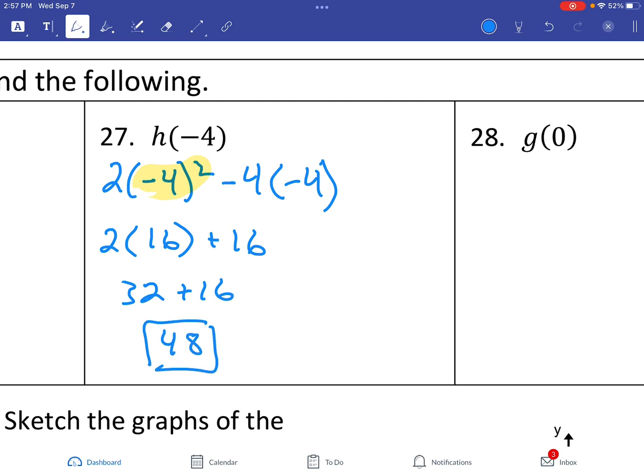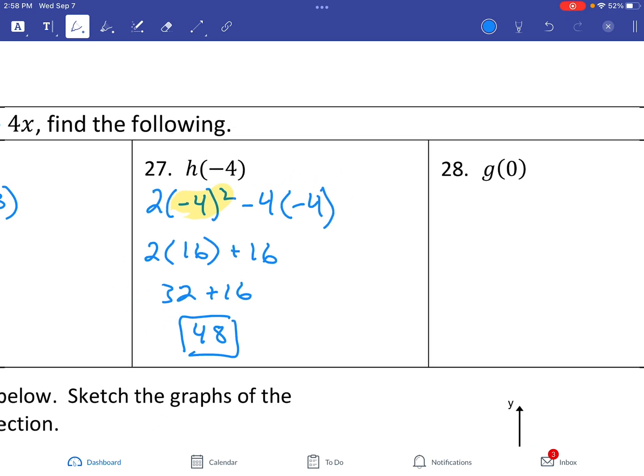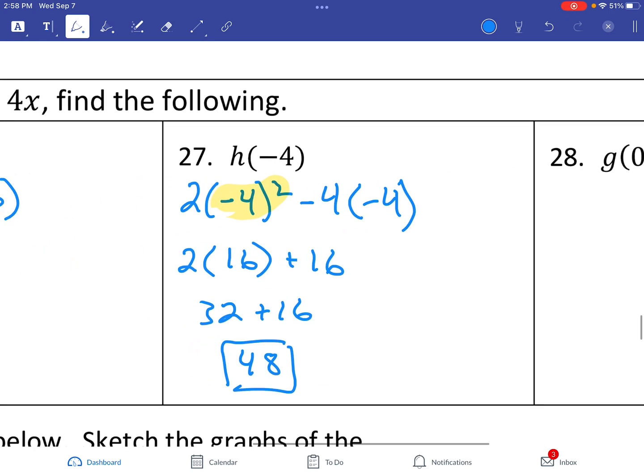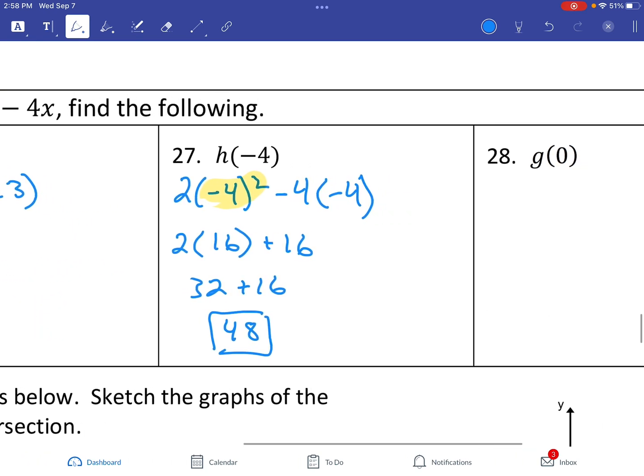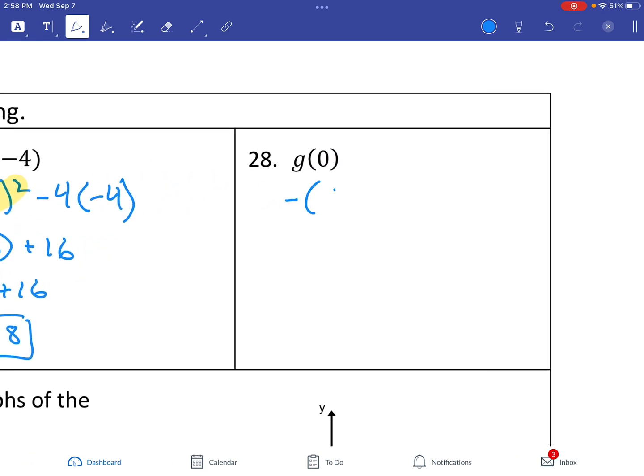And finally, g of 0. So I'm going to go back and figure out what this function is. It's negative (5 plus 0) squared. So it's going to look like this, negative (5 plus 0) squared. Again, I do what's inside the parentheses first, which is 5 plus 0 is 5, and then squared. Next, I do the 5 squared, which gives me 25, with the negative in front. My answer is going to be negative 25.